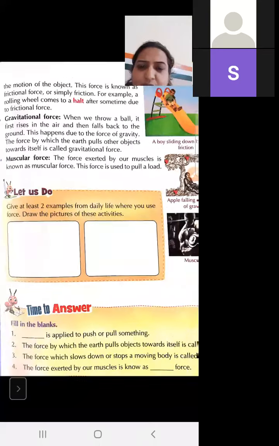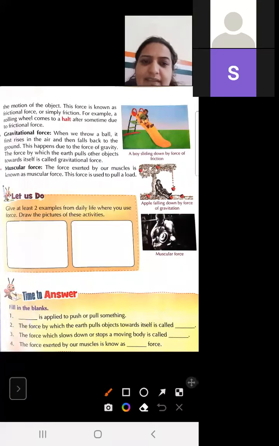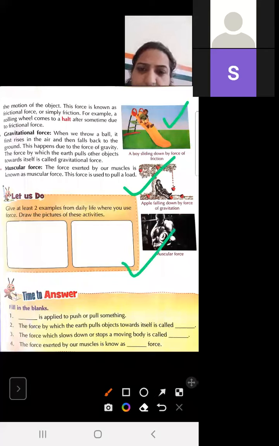So what are the types of force? Force of friction. Second is force of gravitation. Third is muscular force. So you have to give at least 2 examples from daily life where you use force. So you have to write 2 examples from your daily life where you use force.